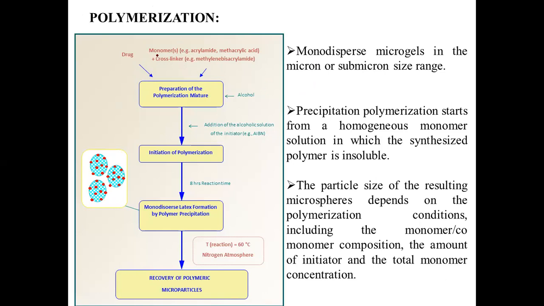Here we can see the polymerization process. The drug or some monomers and some cross-linkers are added to the polymerization mixture. We have added some alcohol here, which will act as an initiator. Now the initiation of polymerization will be carried out here.